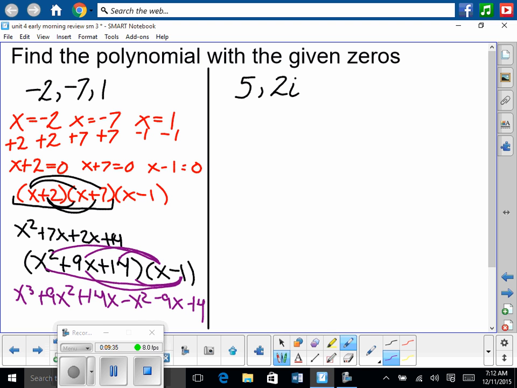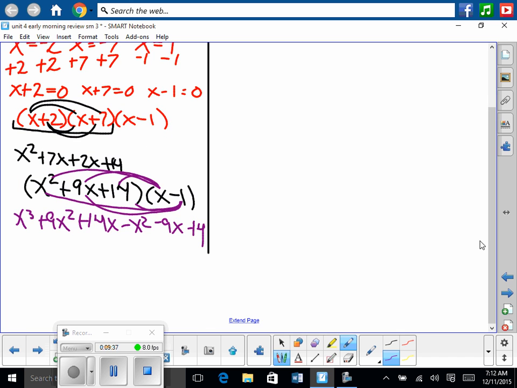Combining like terms, I cross them out as I go so I don't miss anything here. So I have an x cubed. 9x squared minus 1x squared is positive 8x squared. Positive 14x minus 9x, 5, plus 5x. It's kind of early, guys. Can't add and subtract today. And then minus 14. Yeah, that's right.